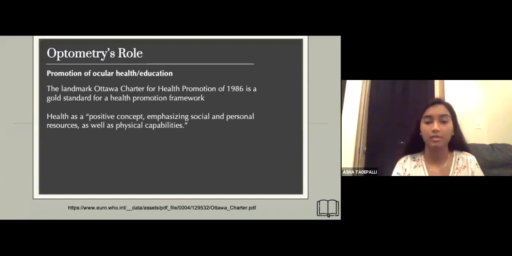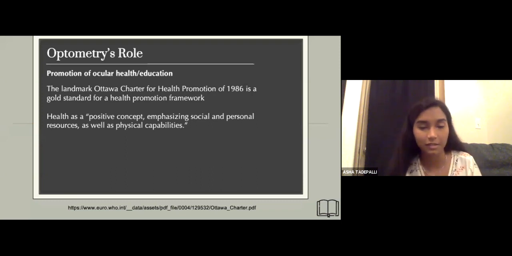Looking at what systems have been put in place or have been studied before regarding health promotion, we look at the landmark Ottawa Charter for Health Promotion of 1986. This is considered the gold standard for the health promotion framework, as it defined health as a positive concept, emphasizing social and personal resources as well as physical capabilities.